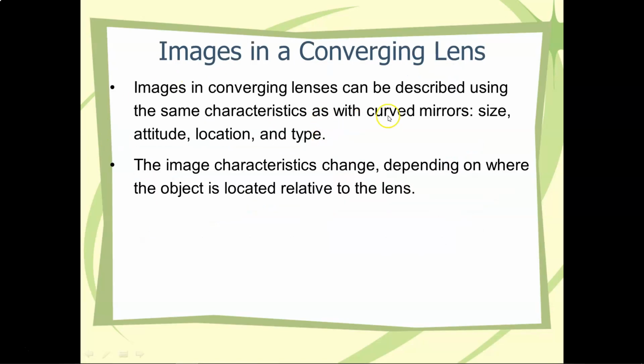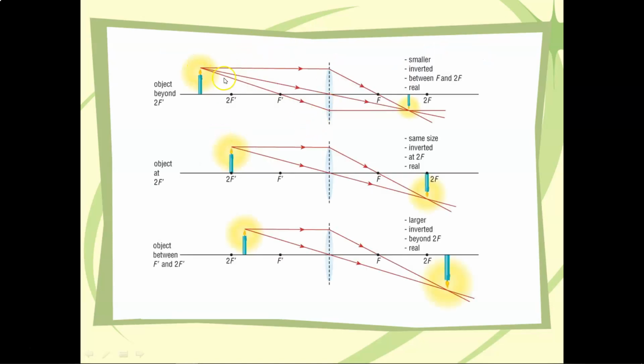Now if you recall, we used SALT to describe the characteristics of an image that's created in a curved mirror. Well, we do the exact same for images created in lenses as well. So looking at this diagram, we see going through parallel comes out through the principal focus. Coming through the optical center goes straight through the optical center. And aiming for the secondary focus comes out parallel. And where these refracted rays converge, where they intersect, that's where our image appears. So this is very similar to what we did with our curved mirror diagrams as well.